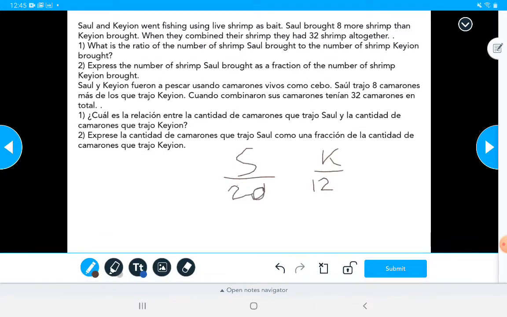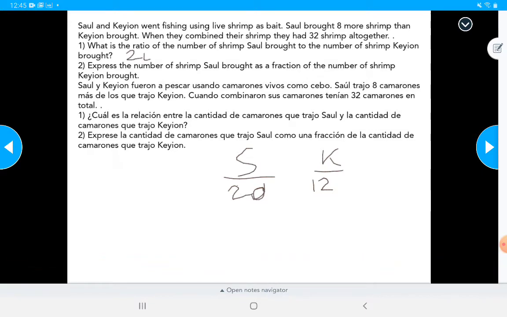So 20 to 12 would be our ratio. So what is the ratio of the number of shrimp Keon brought? Well, it's 20 to 12.